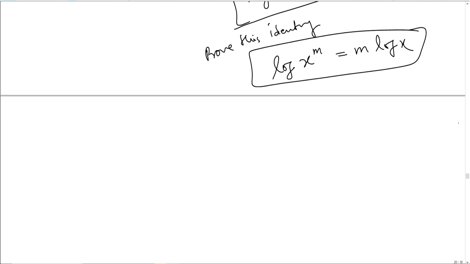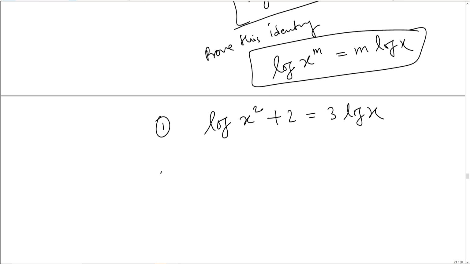Good. Now, let us try some more exercises on logarithmic and exponential functions. Let us say some equations which have both logarithmic and exponential functions. So, let us say you have something like log x square plus 2 equals 3 log x. Can you solve this equation?